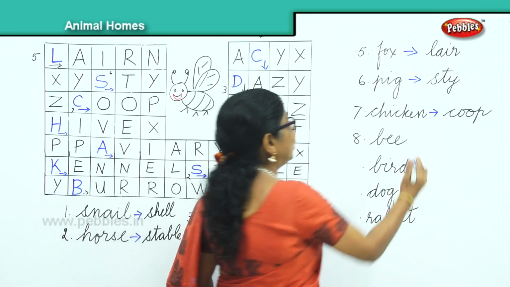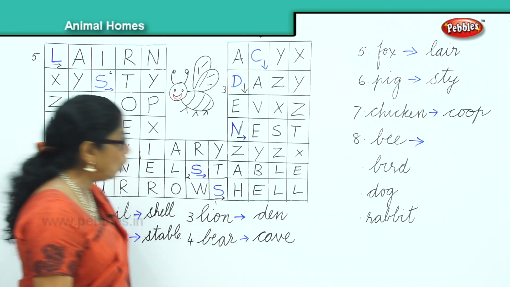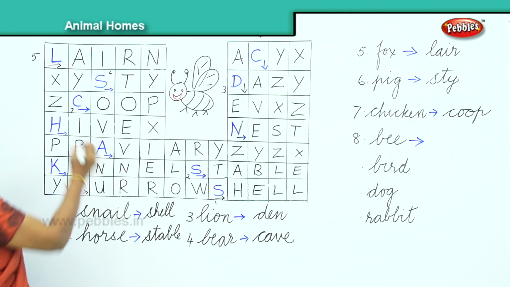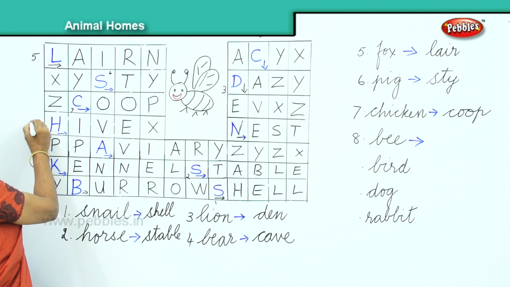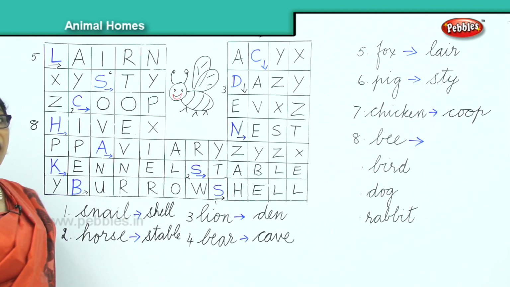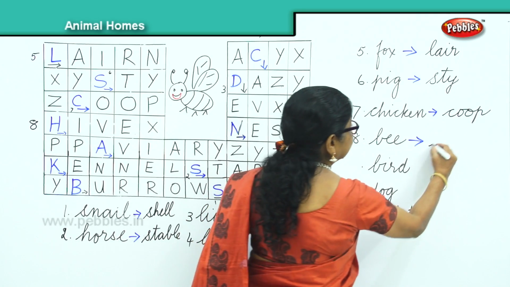Then here we have a bee. All the bees, where do they make their own home? What kind of home they make? What do we call that? The bees live in a hive. Here we have number 8. H-I-V-E. Hive. Bees live in a hive.